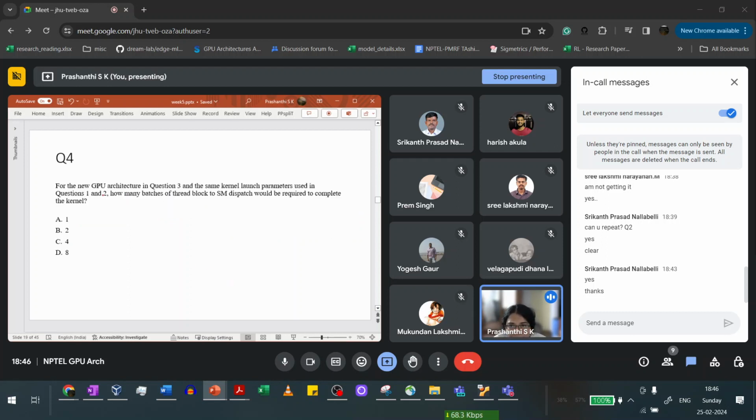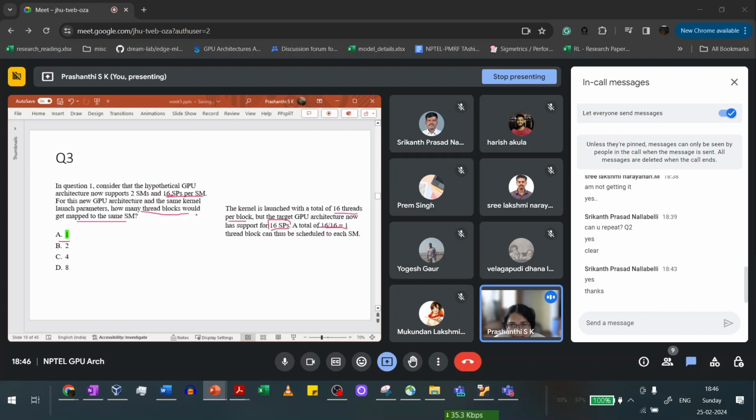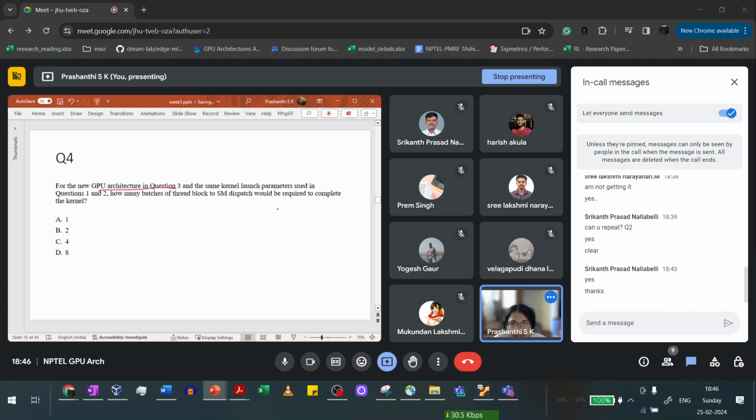For the new GPU architecture in question 3, you have 2 SMs, 16 SPs per SM, and the same kernel launch parameters used in questions 1 and 2. How many batches of thread block to SM dispatch would be required to complete the kernel? So this is very similar to question 2. Take a couple of minutes and think about this. You should be able to answer this given that we just went through this. So take a couple of minutes. C, okay.